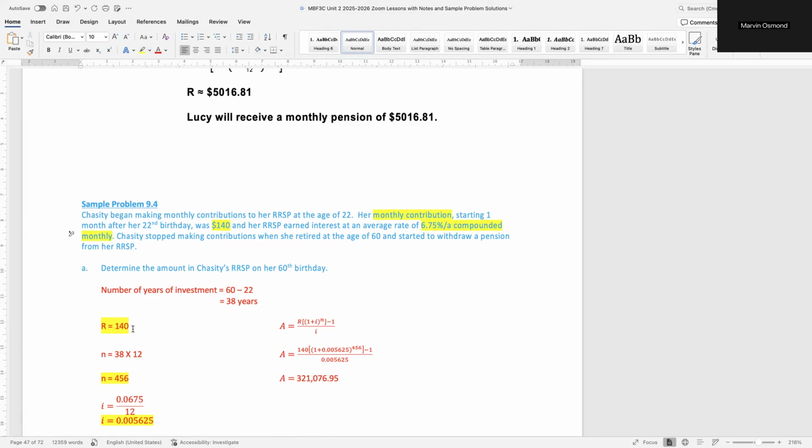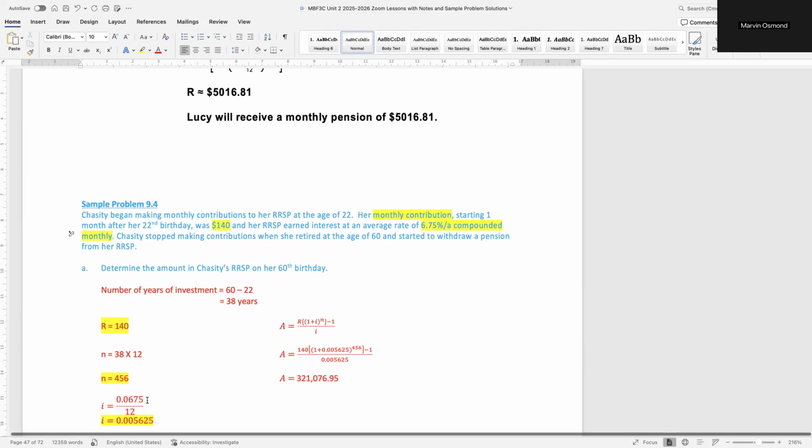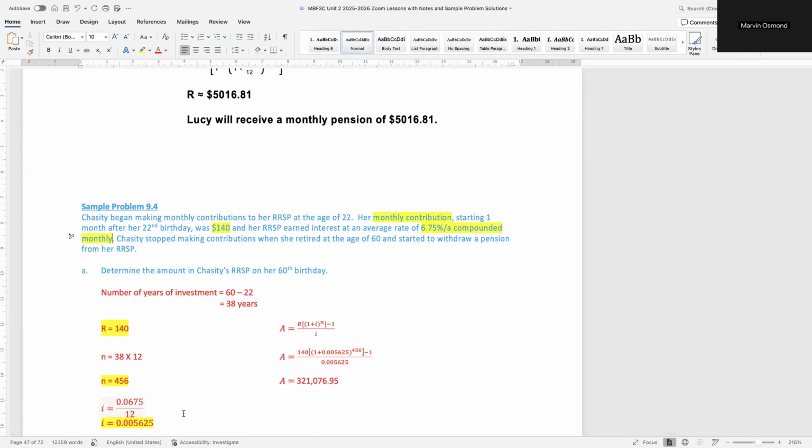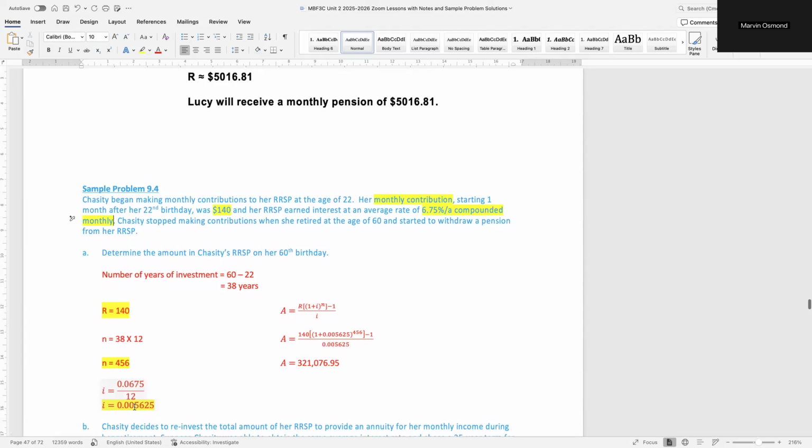So we know what the monthly payments are. It's $140 per month. We know that the term is 38 years, so 38 years times 12. So it should be 456 payments. We know that the interest rate is 6.75% or 0.0675. Divide that by 12, and I get I equals 0.005625. So what I'm looking for is the amount. So how much money will be there in 38 years.